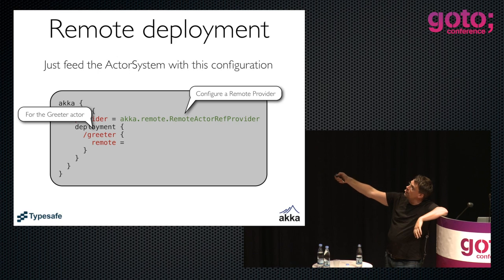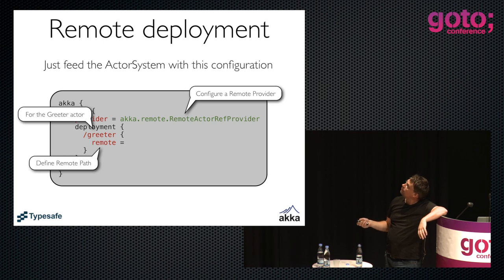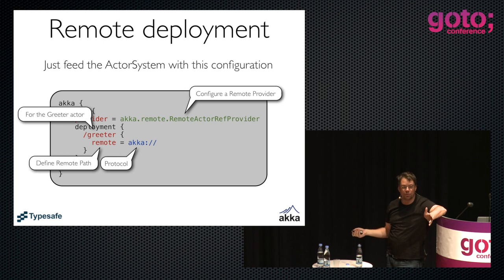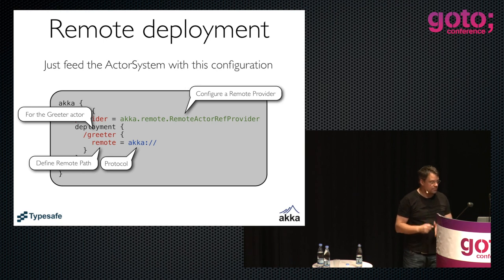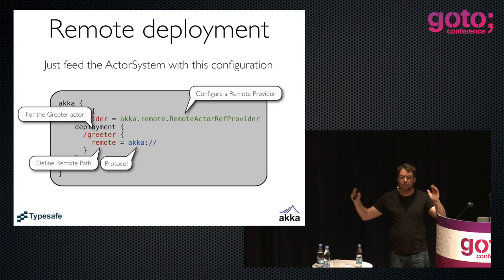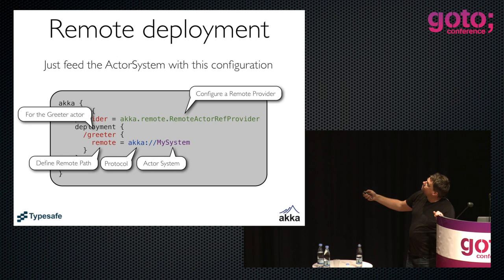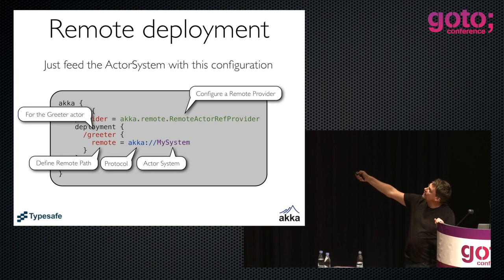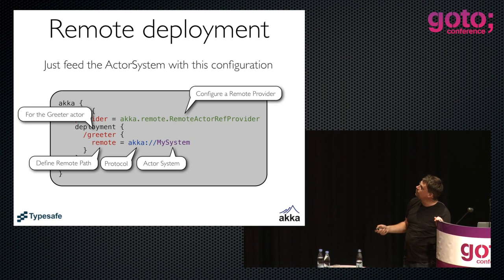So the only thing we need to do now is say, okay, I want this to be remote deployed, and then I tell it where. Okay? I'm using the Akka protocol. Then I'm defining the system, my system. I don't know if you remember that, but we actually named the system there, my system, right? So all names matter.